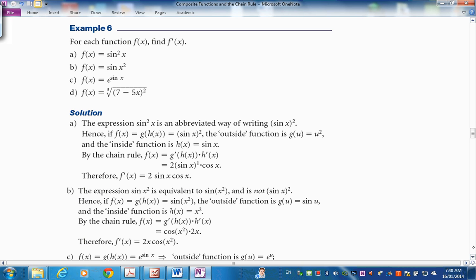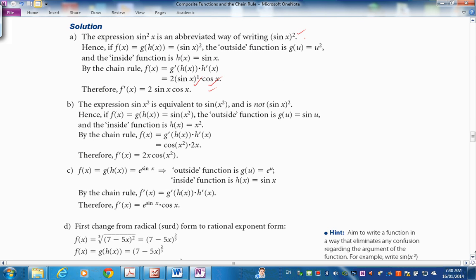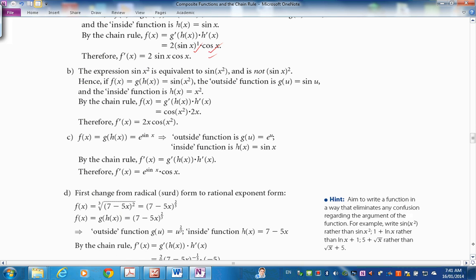Okay, let's look at the final example and then let you loose and see if you can have a go. Find the derivative for these functions. Sine squared is an abbreviated way of saying sine x all squared. So it's quite useful to put it like that. So it's 2 times sine x to the 1 by derivative of sine is cos. Okay, 2 sine x cos x. And you might recognise that 2 sine x cos x is the sine of 2x, I think, from your formula book if you don't remember it.